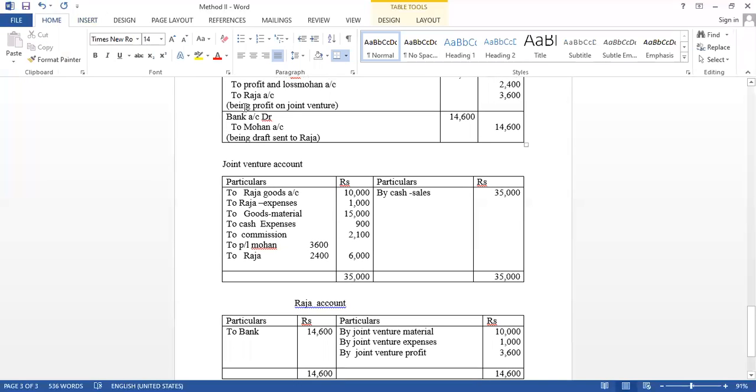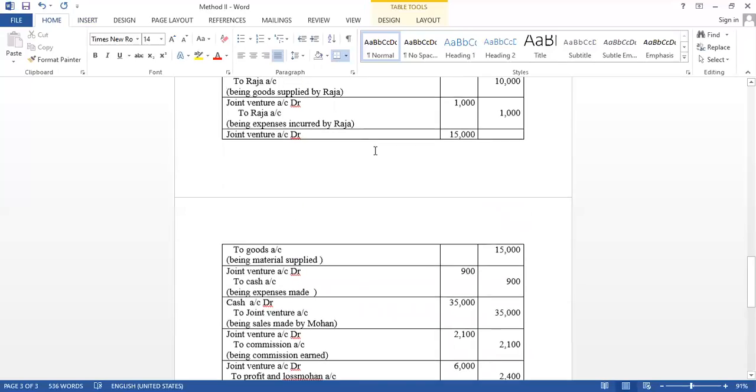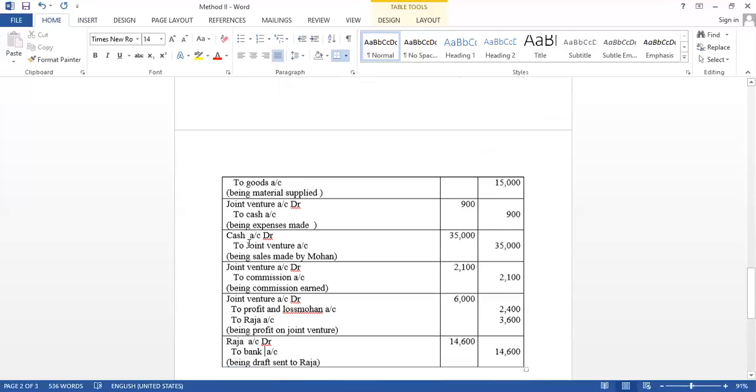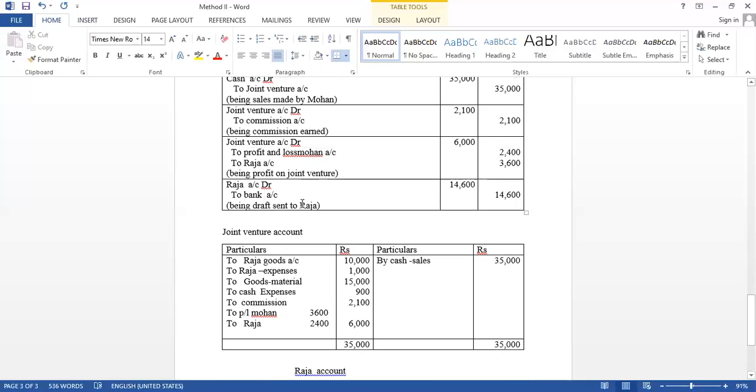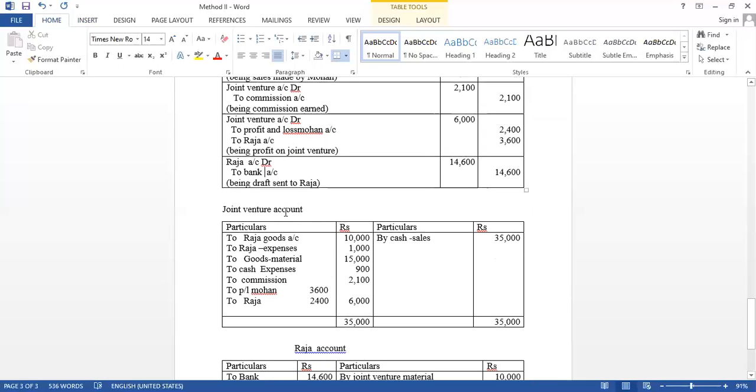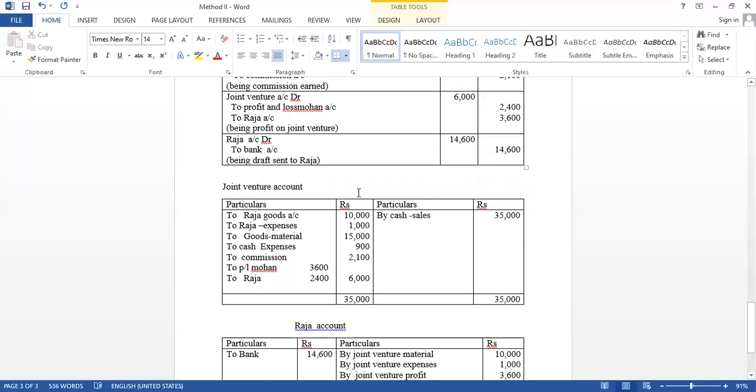So in this case, bank account credit. Who is the receiver? Raja is the receiver. So the entry is Raja account debit to bank. Being draft sent to Raja. The amount 14,600 is sent to Raja by Mohan.